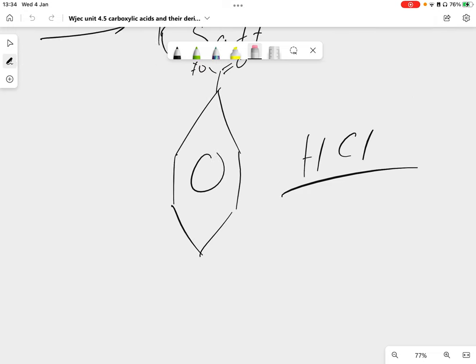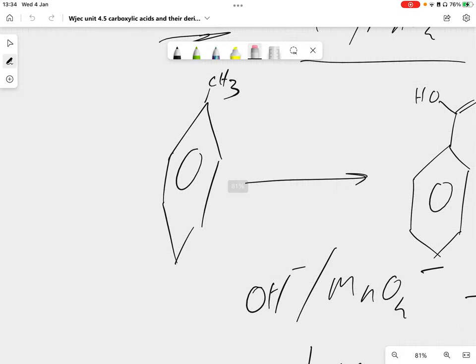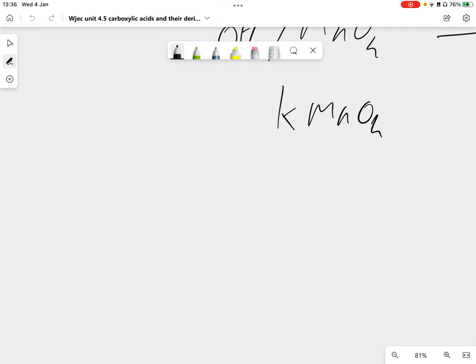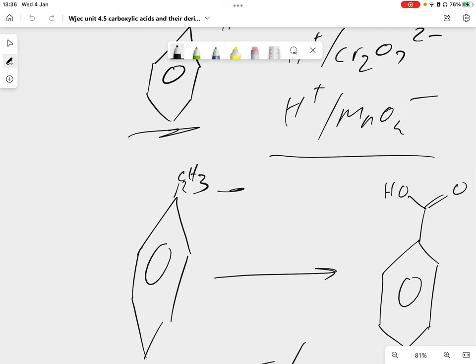And it's good to know that it does not matter what alkyl side chain is attached to it, you'll always form a benzoic acid or benzene carboxylic acid. So whether this could have been C2H5, you will still form your benzene carboxylic acid. Okay.